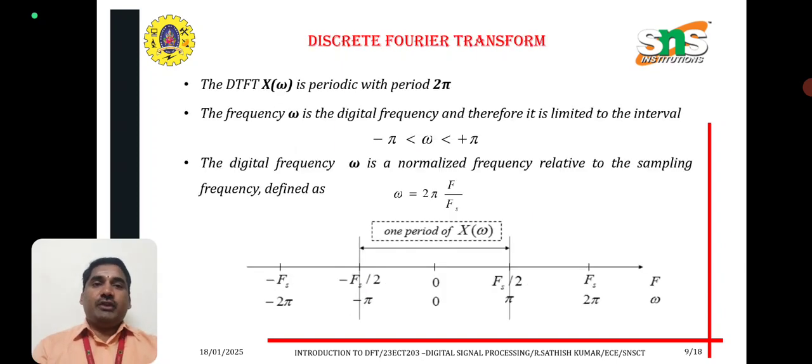Next one, discrete Fourier transform. The DTFT X of omega is periodic with period 2 pi. The frequency omega is the digital frequency, therefore it is limited to the interval minus pi less than omega less than plus pi. The digital frequency omega is the normalized frequency relative to the sampling frequency, defined as omega is equal to 2 pi into f divided by fs, which is equal to minus fs by 2 to plus fs by 2, with respect to minus pi to plus pi. This is the one period of X of omega.